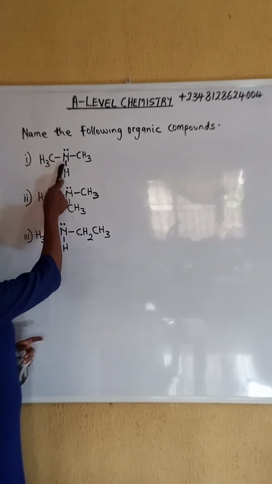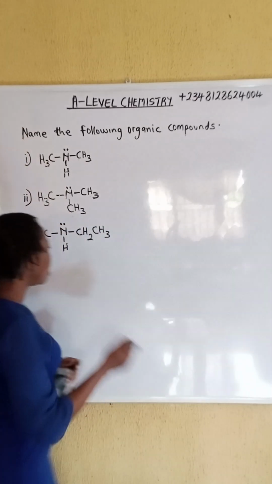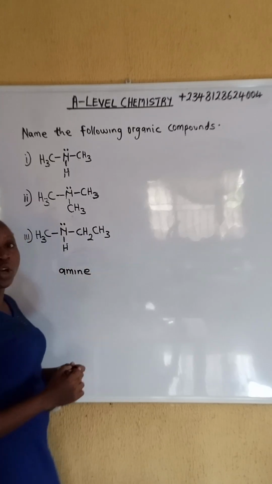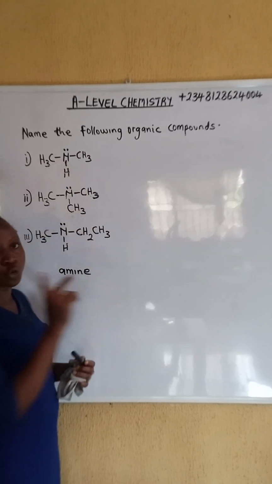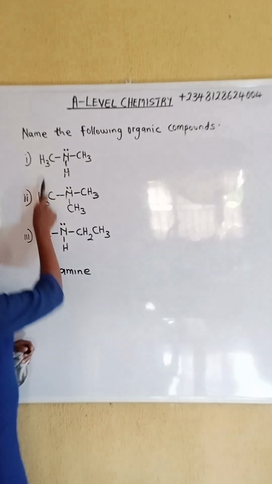That is nitrogen. Nitrogen is the functional group of amine. Then you can name the following compounds in two ways. I'm going to teach you the two methods. So let's start with the first one.